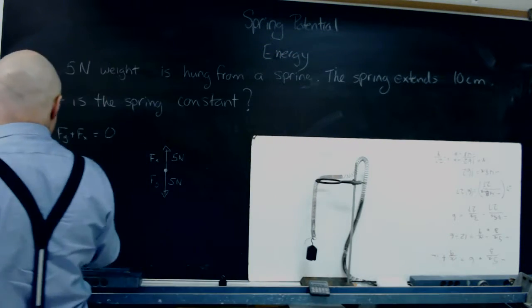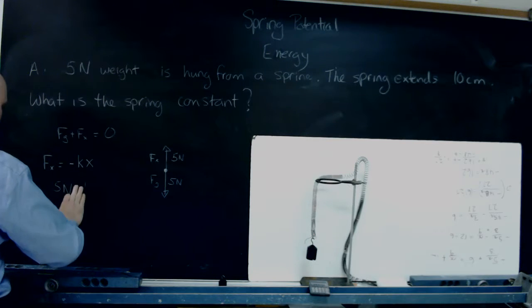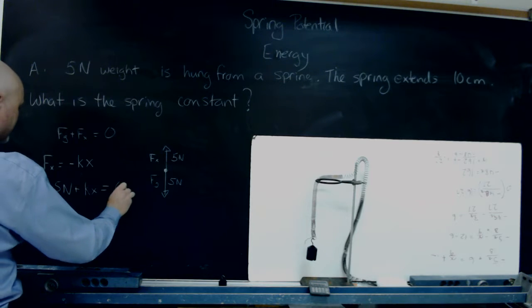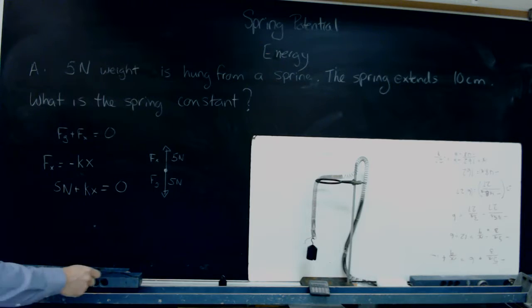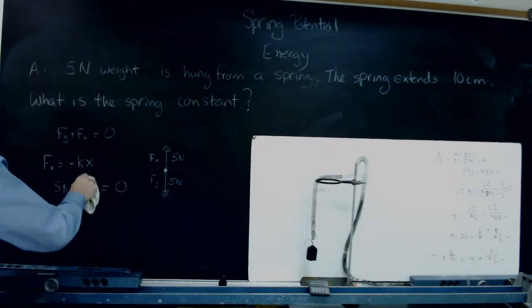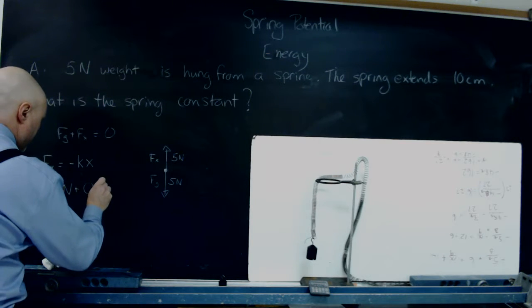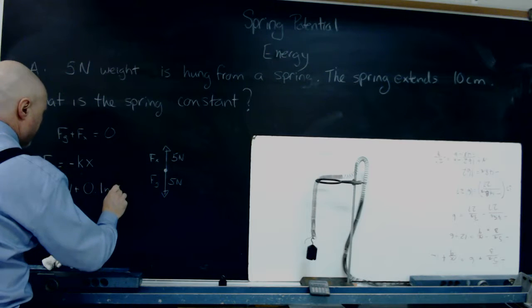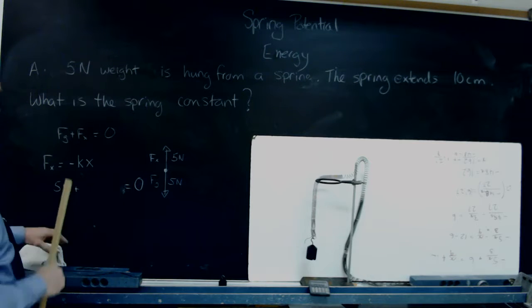Okay, so the force of gravity is 5 newtons, plus kx, that whole business is equal to 0. We actually know what the extension is. We're told that it's 0.1 meters. And that is all equal to 0. Haha, did that backwards.